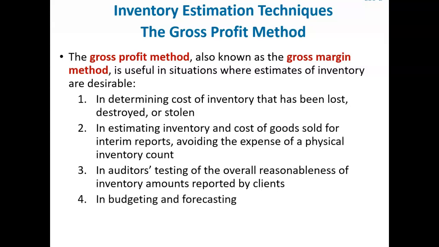The gross profit method, also known as the gross margin method, is useful in situations where estimates of inventory are desirable. The technique is valuable in a variety of situations, including the following: in determining the cost of inventory that has been lost, stolen, or destroyed, in estimating inventory and cost of goods sold for the interim financial statements, avoiding the expense of a physical inventory count, in auditors' testing of the overall reasonableness of inventory amounts reported by clients, and in budgeting and forecasting.